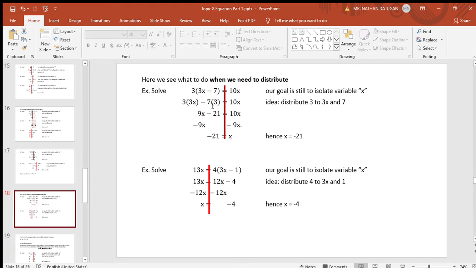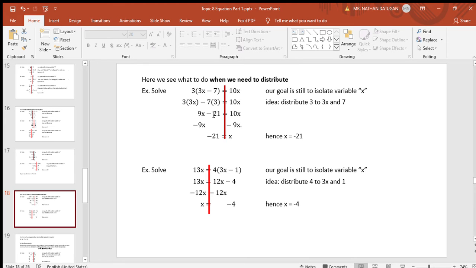This part is what we call simplify. We want to simplify this complex part of the equation by distribution. So we distribute 3 to both 3x and 7. So we're going to have 3 times 3x minus 7 times 3. Again, your operation stays the same, minus. And now we simplify. 3 times 3x is 9x, and 7 times 3 is 21. Again, notice all our operations stay the same.